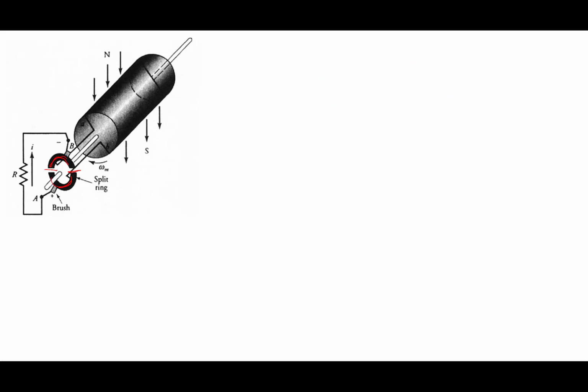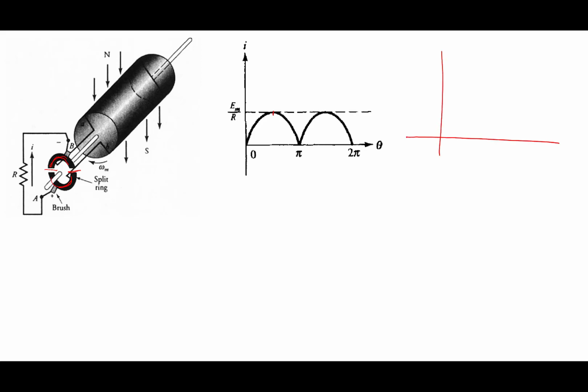Now if the commutator segment is placed, what kind of output will we get? This will be your output. Because the resistance is put here, we plot the current, so the peak value of the current will be Em by R. If I plot the voltage, it will also look like a half wave rectifier output, with peak Em.